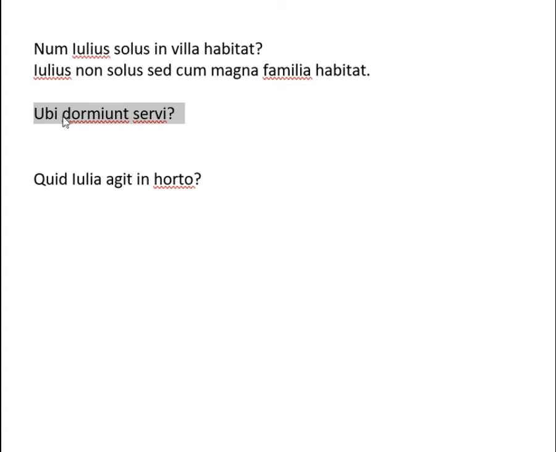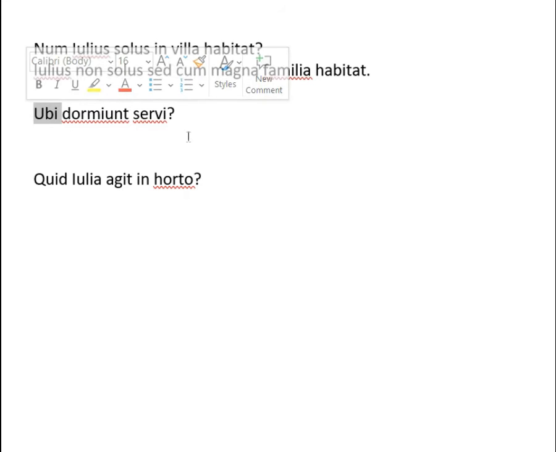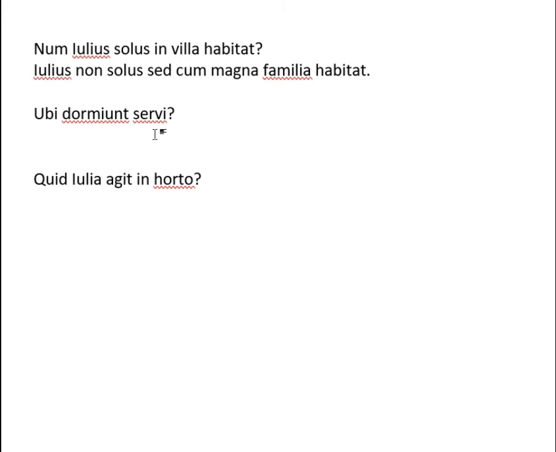Ubi dormiunt servi. So ubi is a different question word. It's not like num, where it just transforms a statement into a question. If it did, it would go from being the servants sleep to do the servants sleep, but instead it's where do the servants sleep. So dormiunt means sleep, servi obviously means servants, and ubi means where. Okay, well, where do the servants sleep?